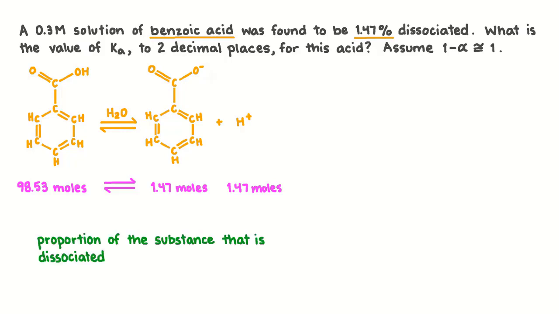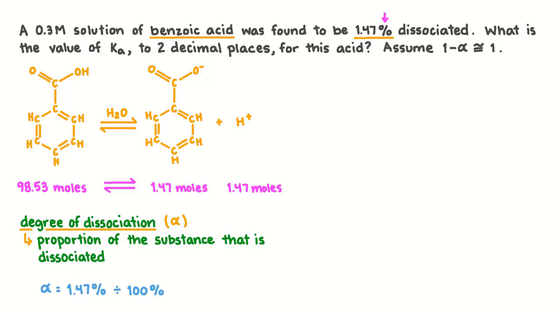The proportion of the substance that is dissociated is called the degree of dissociation. It is usually represented by the symbol alpha and is typically given as a decimal. We were given the percentage of dissociation. We can convert the percentage of dissociation to a decimal by dividing by 100%.